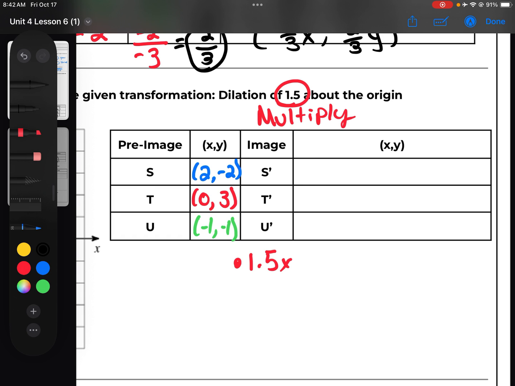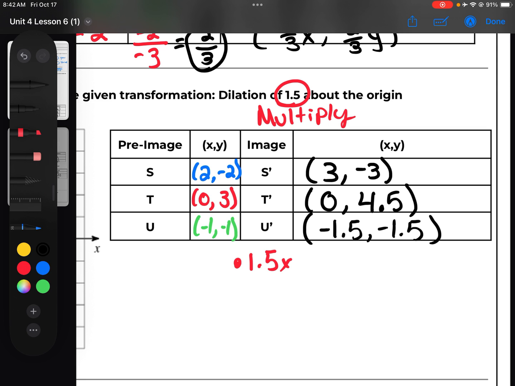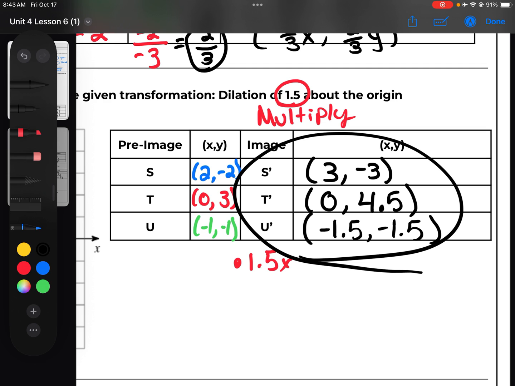So once you multiply this by 1.5, you're gonna get 3, comma -3. Here you're gonna get 0 and 4.5. And this one you're gonna get -1.5, -1.5. Make sure that you are comfortable multiplying both the x coordinate and the y coordinate by a decimal to get a final answer. This is the coordinate of the image.